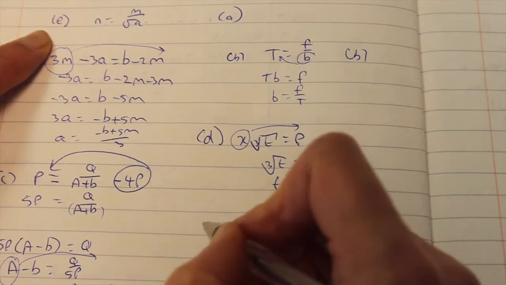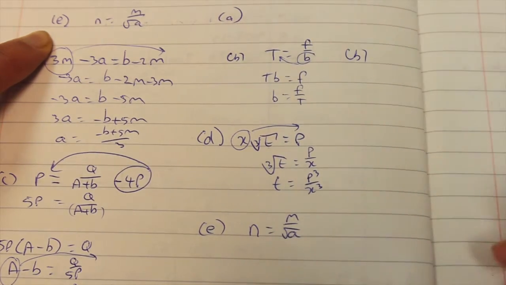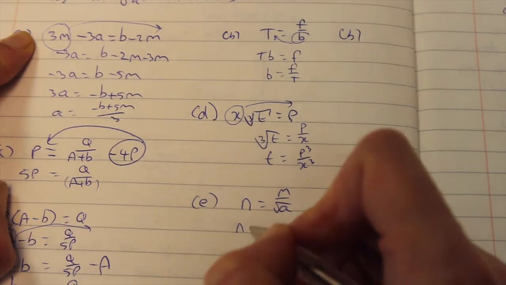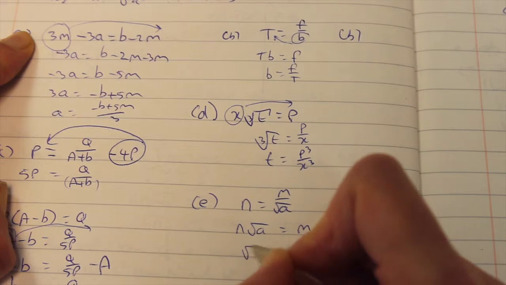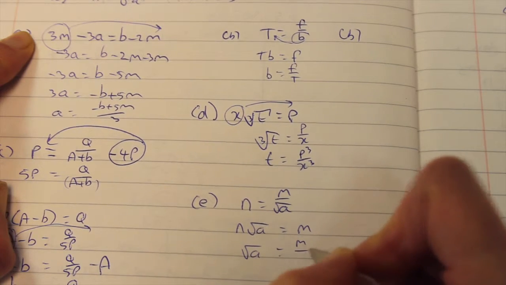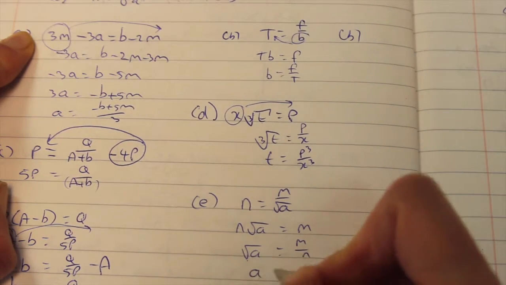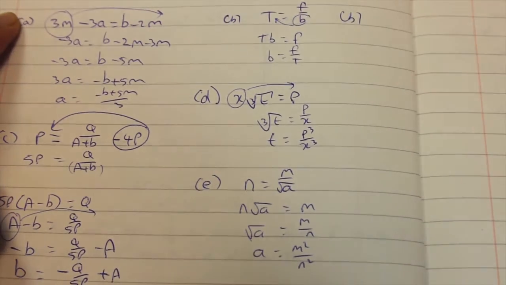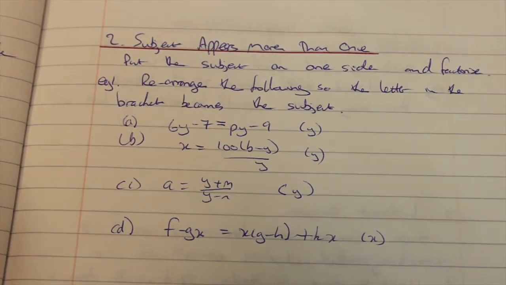And the last one I have in this section, n equals m over root a. And I want the a to be on its own. A is in the bottom, which causes a problem, so bring it up to the other side. It's dividing, so you bring it up, it becomes multiplying. And bring your n over. Now you want to get rid of the root. Opposite of square root is to square. So it's m squared over n squared. That's that one finished.